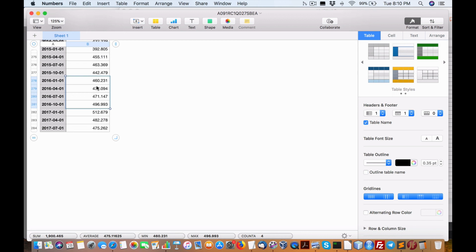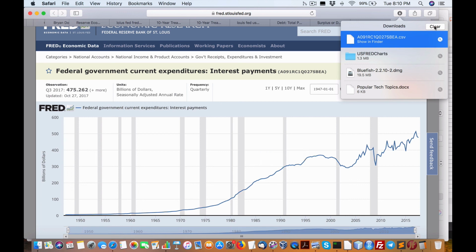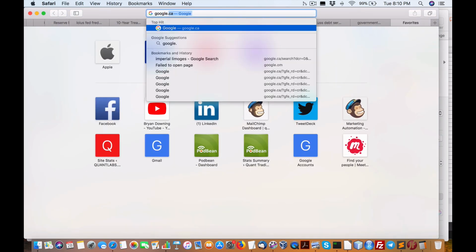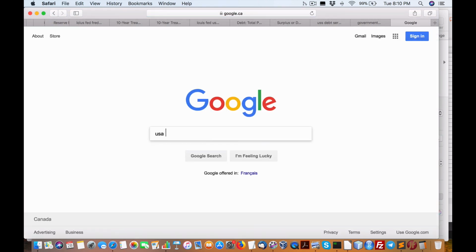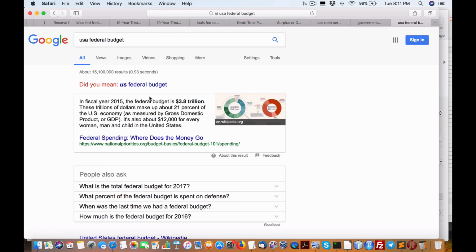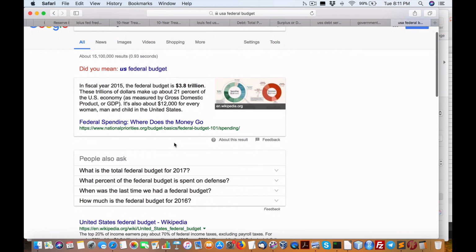So $2 trillion dollars is being paid out in debt for 2016, okay? That's just roughly, okay? So if you look at the U.S. federal budget, where they're spending their money, which I don't think they would include interest rates, or they'll probably bury it as a different 2016.